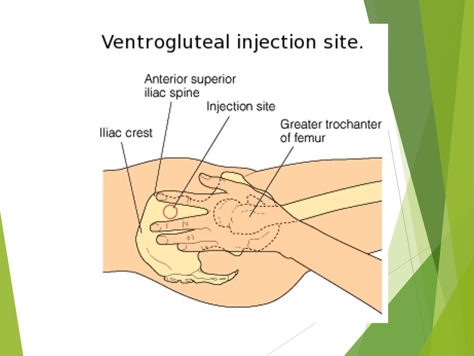So this is that ventral gluteal injection I was talking about, with the anterior iliac spine, the iliac crest, using your index and middle finger as your landmark points, and then of course that greater trochanter that you see there from the hip area. So again, right in between is where you see the injection site, with the red little circle, bullseye.